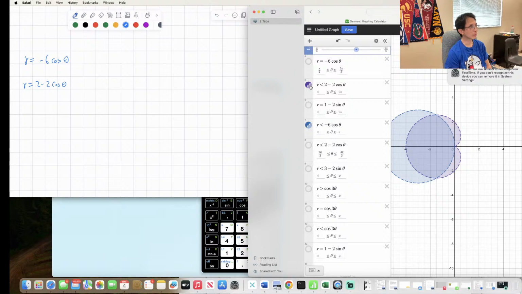Someone has the bounds from 0 to 2 pi on here. I don't know how to get rid of that. You change the window. Window settings?